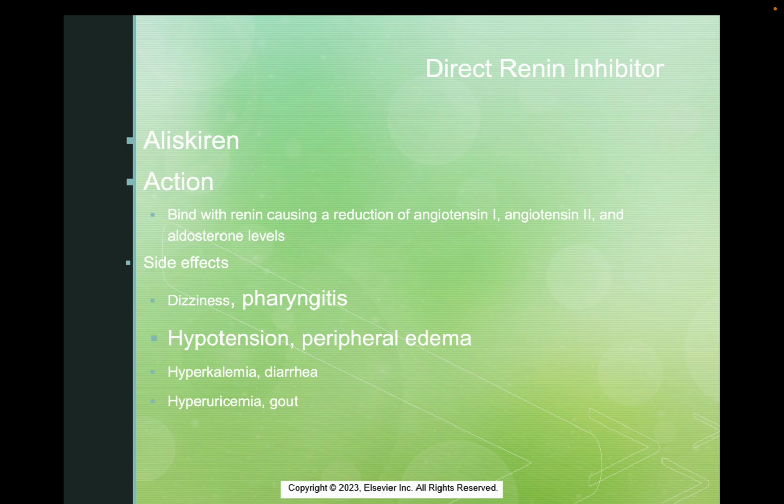So direct renin inhibitors, aliskiren is one of the only ones that is common. So these bind with renin, which causes a reduction in angiotensin I and II and aldosterone. So again, it works on the RAAS system of the kidneys. Side effects of these include dizziness, pharyngitis, hypotension, peripheral edema, hyperkalemia, diarrhea. So if it's working on that RAAS system, it's potentially causing us to retain potassium and excrete sodium. Gout is another side effect of this.